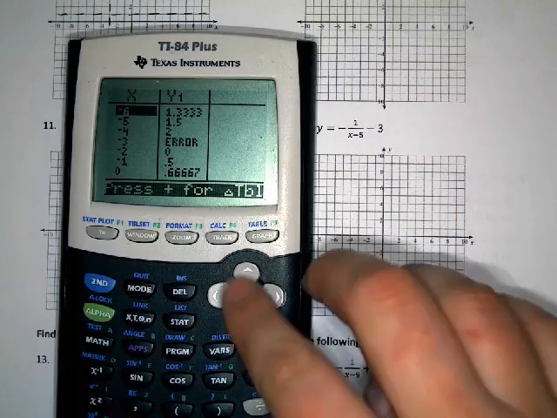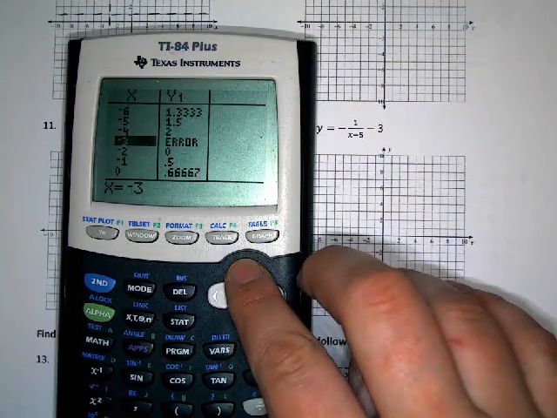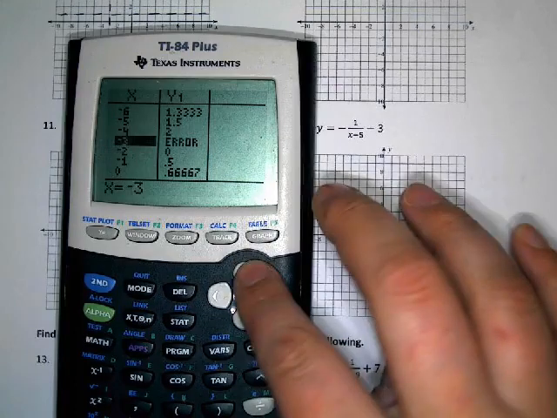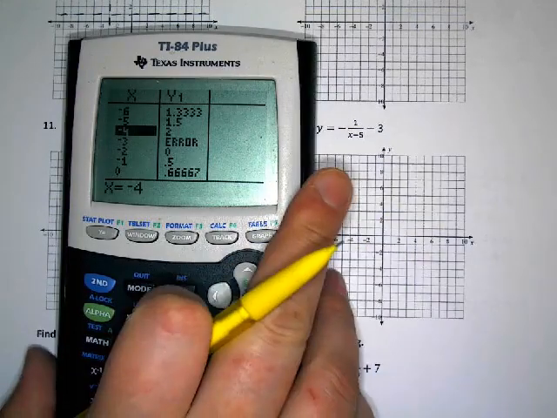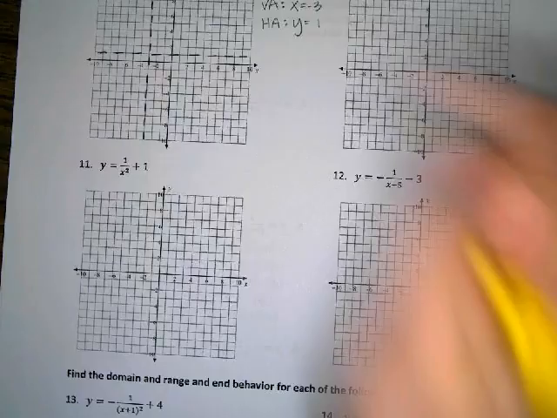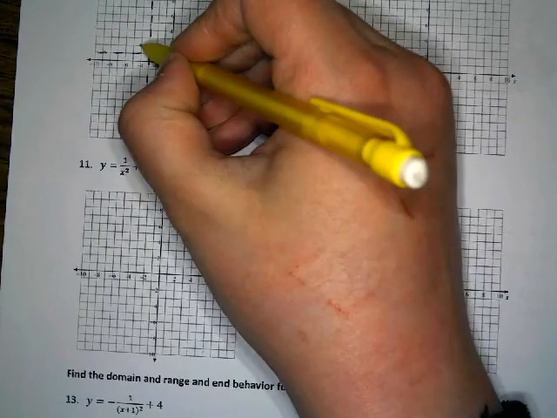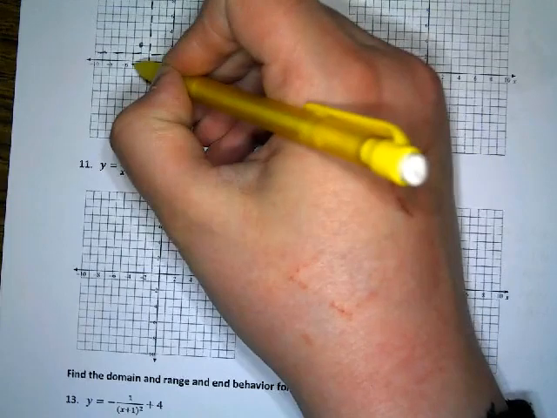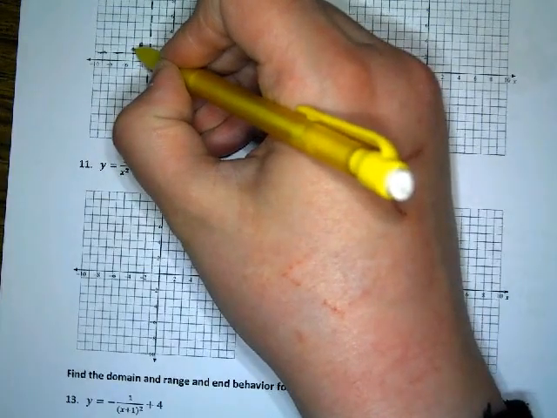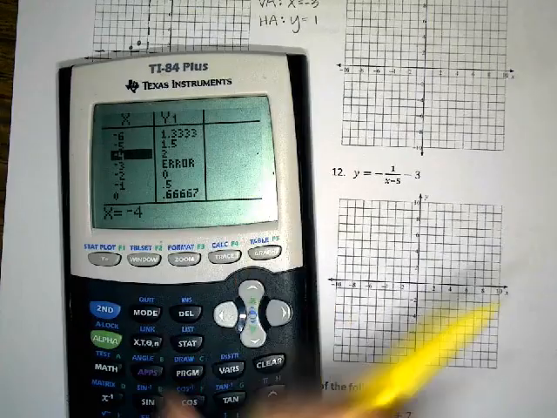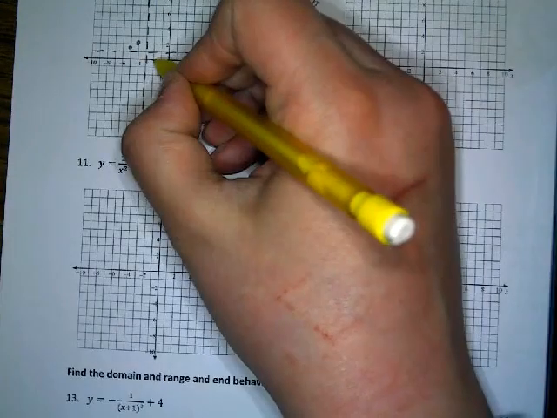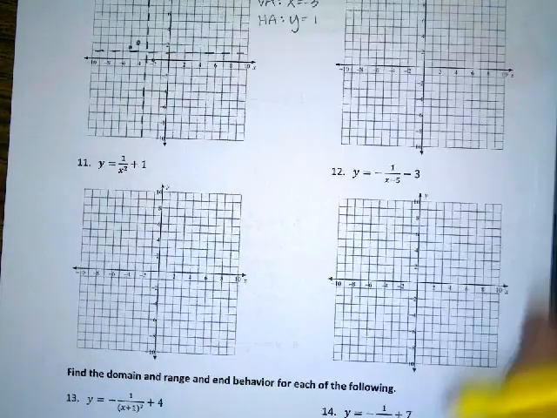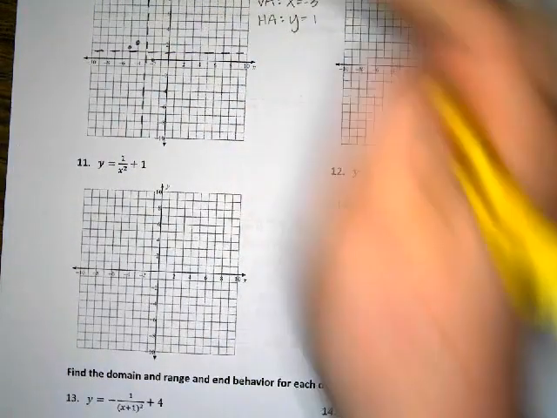Okay, so there's the middle of the graph, and then I'm just going to do 2 points above that and 2 points below that. So -4, 2, -5, 1.5. And then -2, 0, and -1.5.